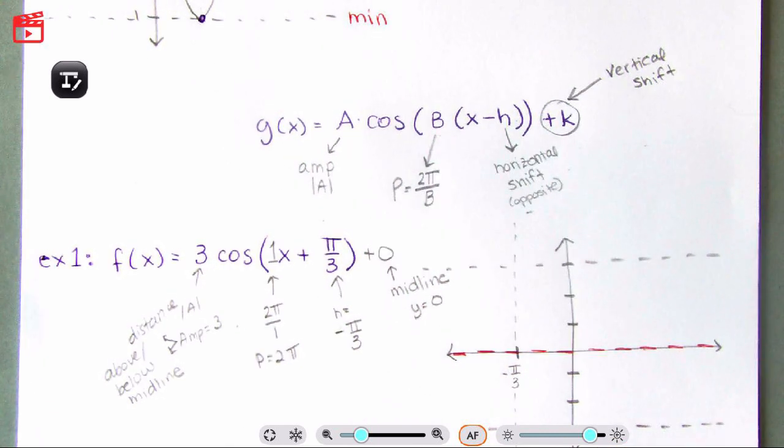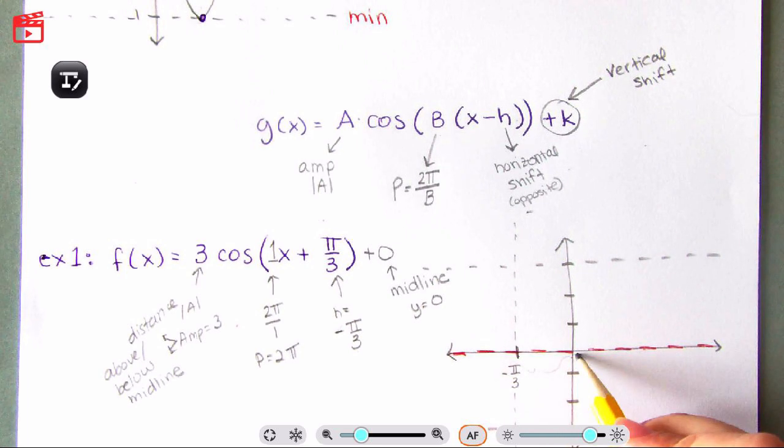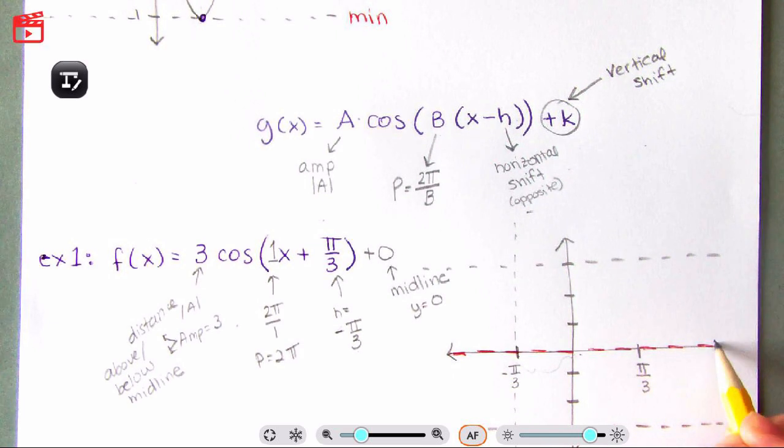Negative pi-thirds. Our period is 2 pi. So I need to know from this point, this is 1 pi-third distance. This would be another pi-third, so this is 2 pi-thirds distance. And so this would be 3 pi-thirds. Then I'm running out of space.